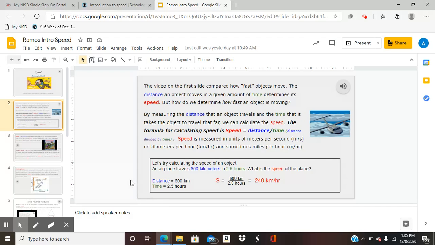Let's try to calculate the speed of an object. An airplane travels 600 kilometers in 2.5 hours. What is the speed of the plane? So your distance is 600 kilometers and time is 2.5 hours. So when you enter it in the calculator, you will enter distance first divided by time, and that would give you 240 kilometers per hour.